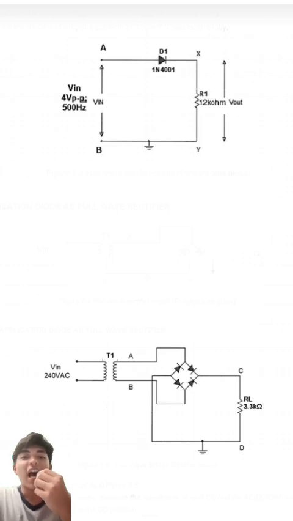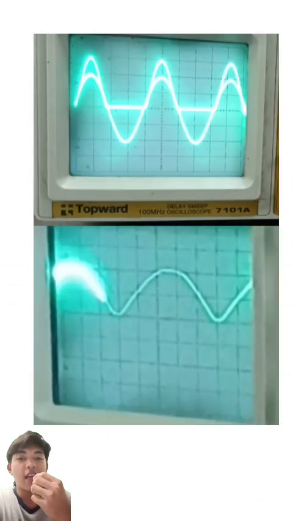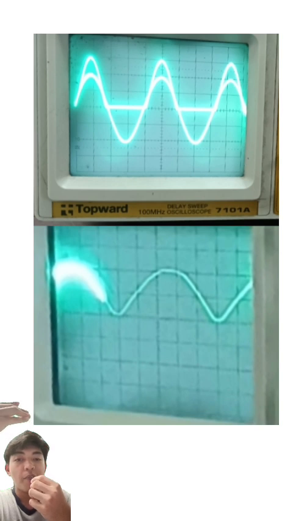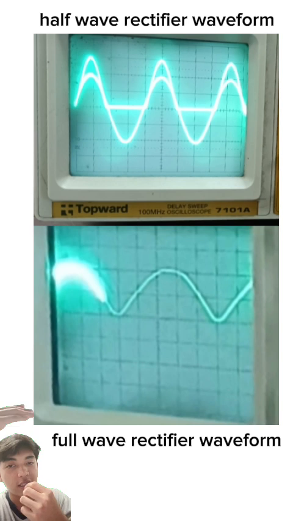Okay, next, before this I showed the diagram, and now you can see at my back the waveform of the half-wave and full-wave rectifier. Okay, you can see that the half-wave rectifier looks like this, and the full-wave rectifier looks like this.